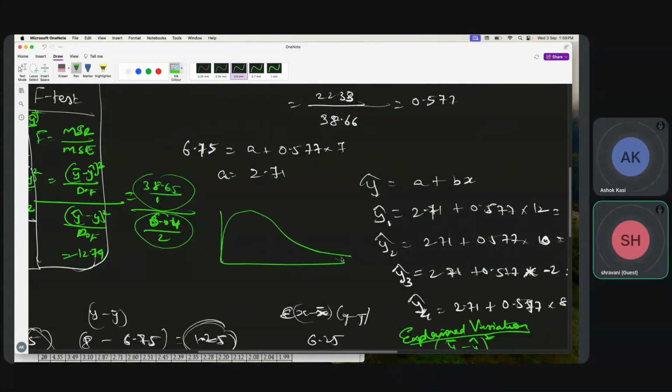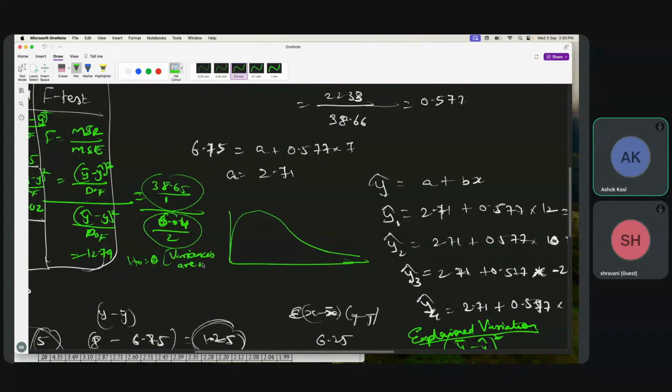Okay, so null will be no change in variance. Null is equal to 0. That means variances are not significantly different. Variances, that means no connection between them. Variances are not significantly different. Alternative is not equal to 0. That means variances are significantly different.